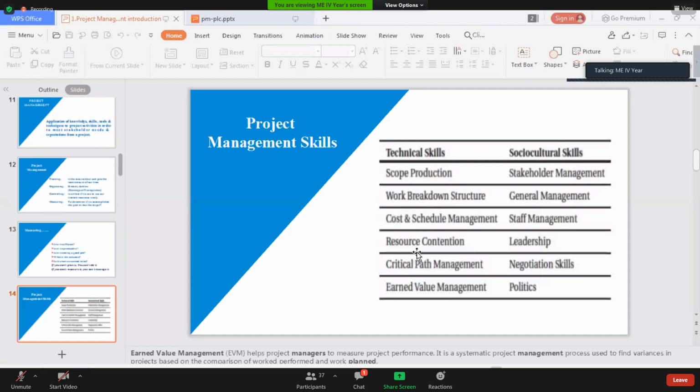Okay, what are the skills? Just go through. One column is technical skills. The other column is much more important than technical. We sometimes feel that I am very good in thermal engineering, I am very good in design. That may not be sufficient to do a project. You definitely need somebody to find a customer for that product. You may do a great job making something, but if there is nobody who is going to buy it, no use. So you definitely need socio-cultural skills, how to manage the stakeholders, general management, staff management, HR, leadership, proper leadership.